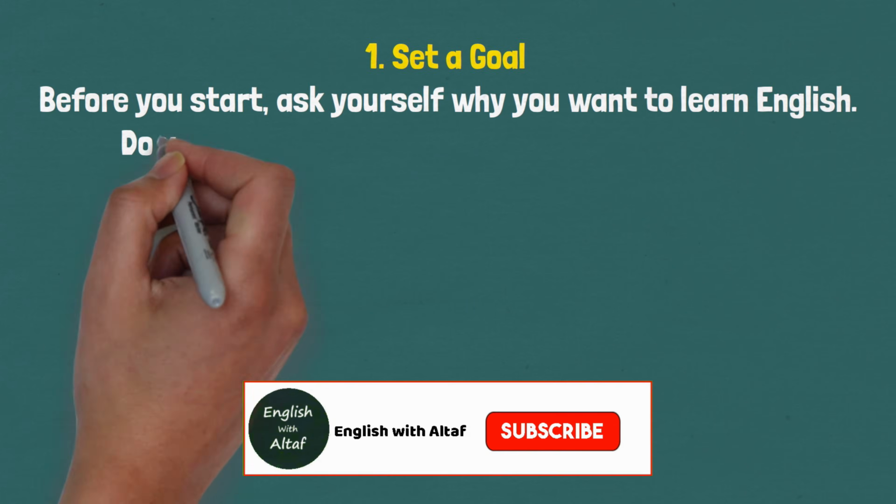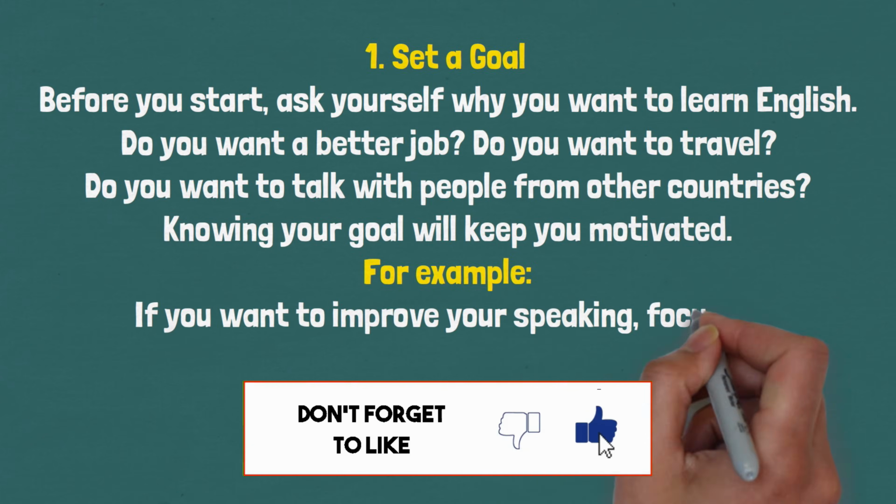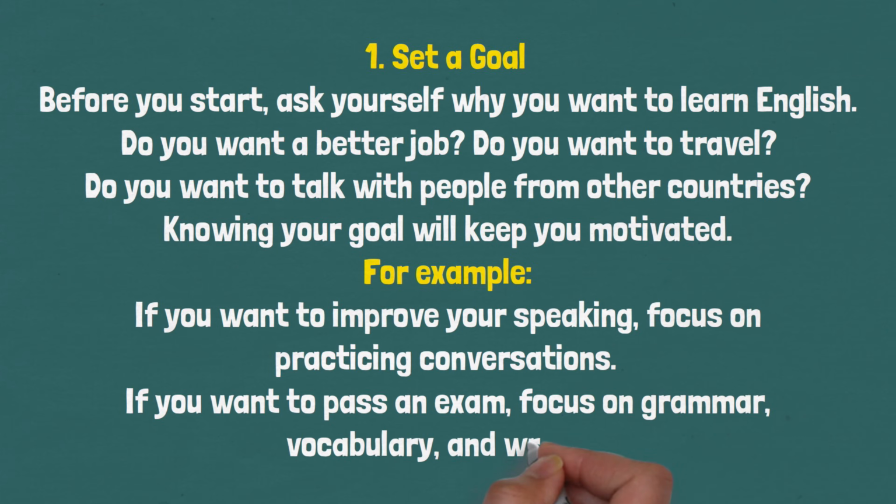1. Set a goal. Before you start, ask yourself why you want to learn English. Do you want a better job? Do you want to travel? Do you want to talk with people from other countries? Knowing your goal will keep you motivated. For example, if you want to improve your speaking, focus on practicing conversations. If you want to pass an exam, focus on grammar, vocabulary, and writing.